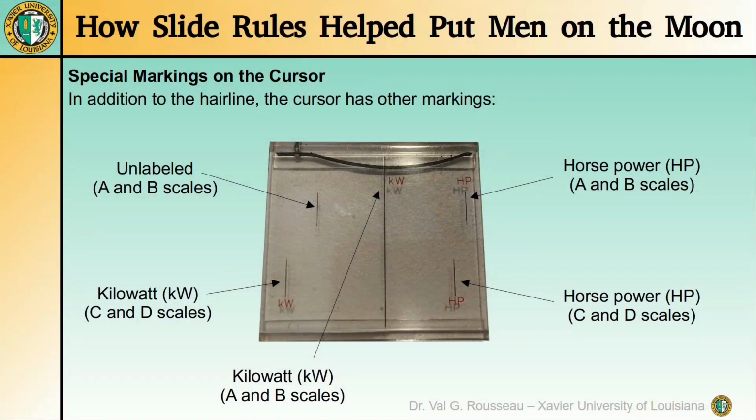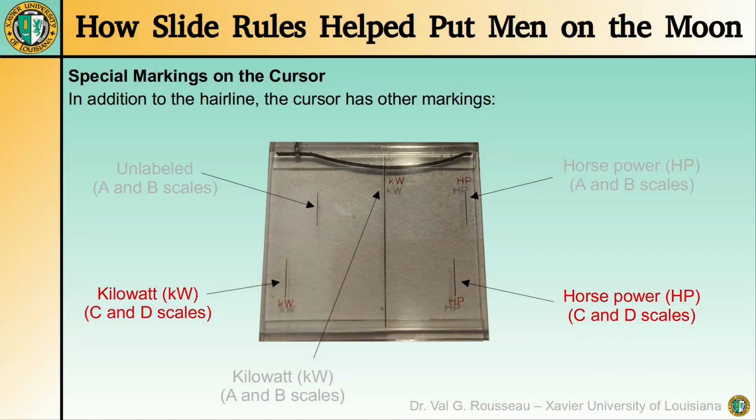It is time for us to talk about the special markings that can be found on the cursor and on the rule. Let's start with the cursor. We can see that it has two markings labeled as kW, which stands for kilowatt, two markings labeled as HP, which stands for horsepower, and an unlabeled marking. So, let us focus on the kilowatt and horsepower markings on the C and D scales.